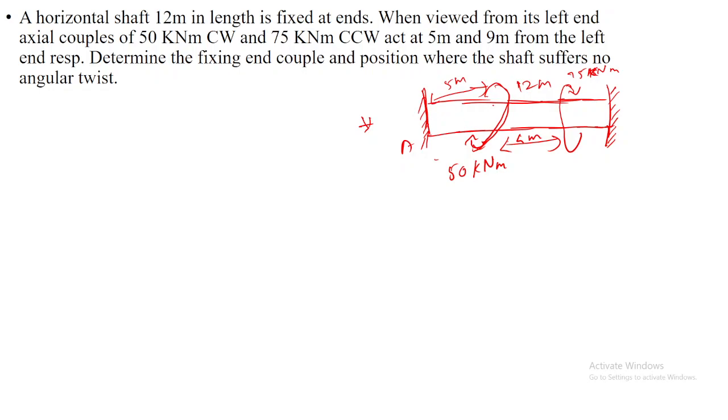This can be named as sections A, B, C and D. Determine the fixing end couples, that is, you have to find TA and TD, and then the position where the shaft suffers no angular twist, meaning you have to determine the point where theta equals 0.